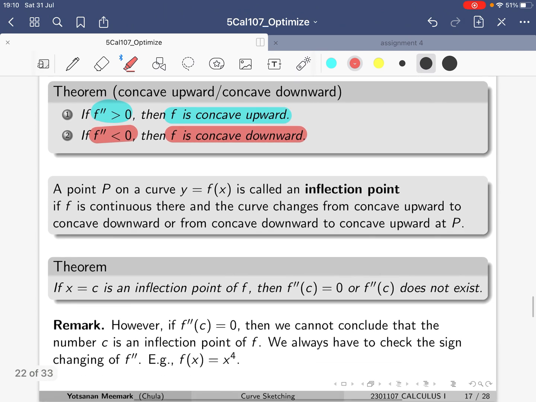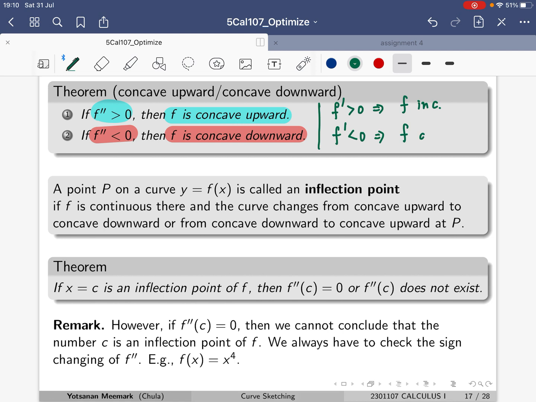Okay, so this is another tool. The first two that we have: if your f prime is positive, then your f is increasing, and if your f prime is negative, then your f is decreasing. So this one is about how your f double prime determines the concavity.